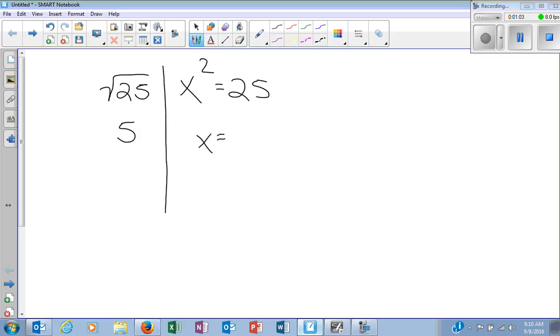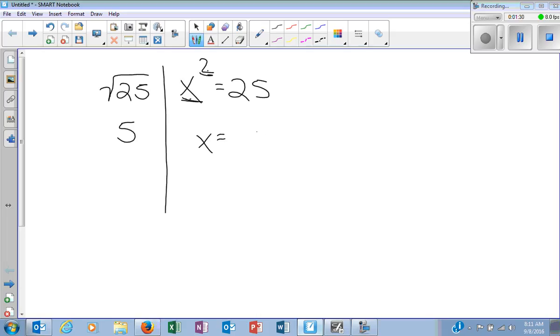What is this question asking for? It's asking what's the square root of 25? And the answer for that is 5. What is the original question asking here? What does it mean when I have an x? It means that I have an unknown. And I'm really asking you, what number, what does squaring really mean? What number times itself equals 25?